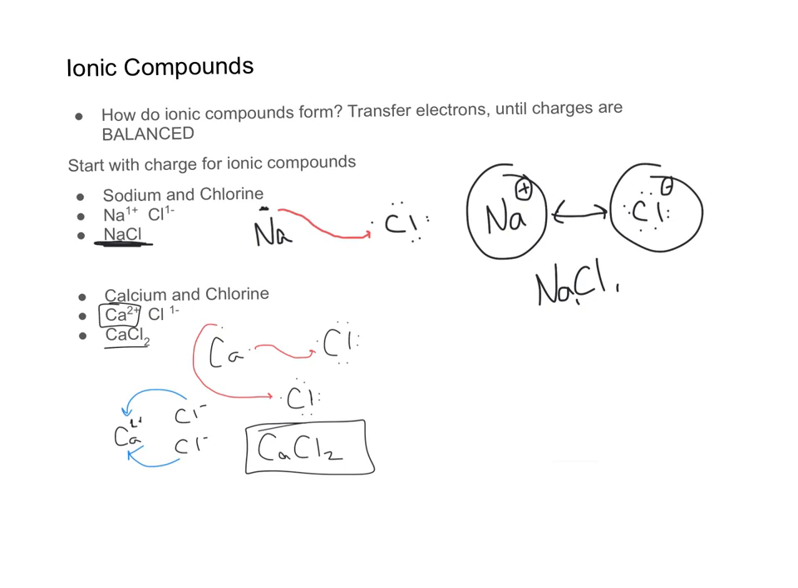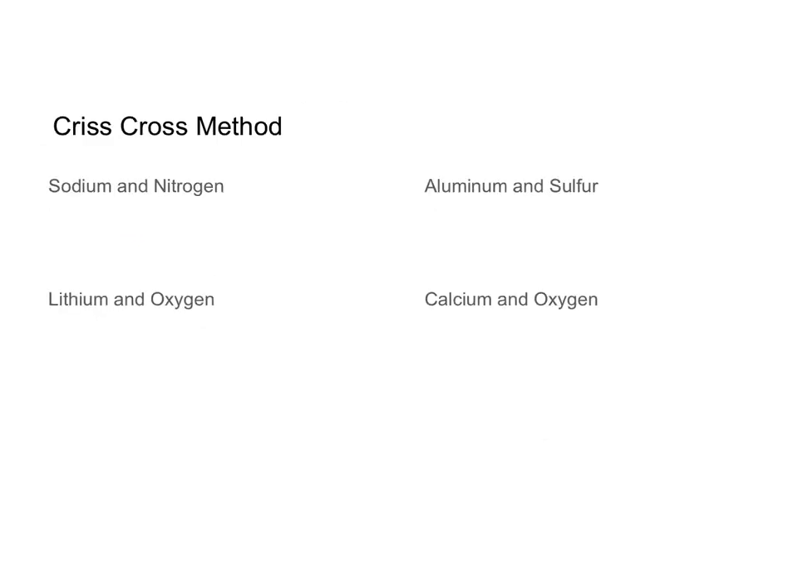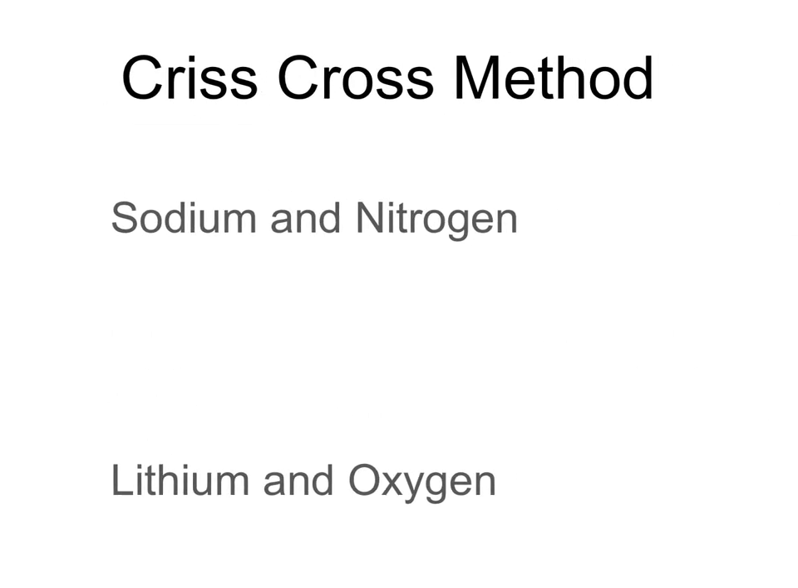And I'll show you that shortcut here on the next slide. So as you're trying to figure out what the chemical formulas are for these ionic compounds, there's a little bit of a shortcut that we can do, and it's called the crisscross method. So you start with the ions that you're using. I know that sodium is Na, and it forms a +1 charge. And you can use your periodic table to find this. And I've got nitrogen. I know nitrogen forms a 3- charge.